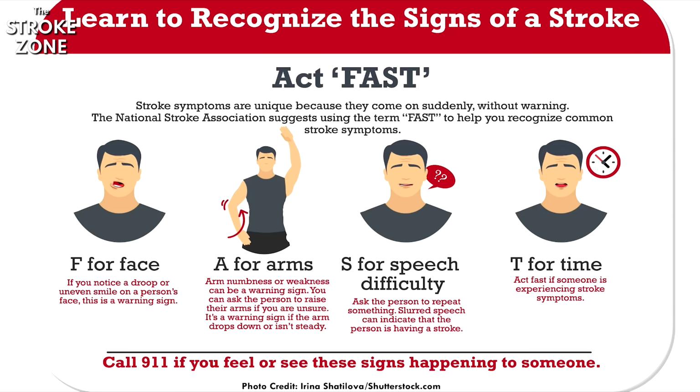A is for arms. Look at their arms and note any arm numbness or weakness, and ask the patient to raise their arm. And if they can't raise their arm, it drops down like an arm drift, or it's unsteady, that is a big warning sign. And then S is for speech difficulty. Ask the patient to repeat something. Notice, how does their speech sound? Is it slurred, which can be indicative of the person having a stroke? And then T is for time. It's time to act. Also look at your watch, look at the clock, and note what time those signs and symptoms happened, and then notify the appropriate personnel.